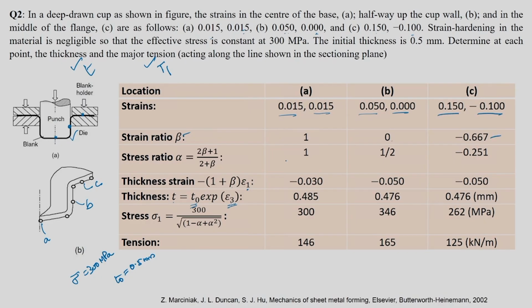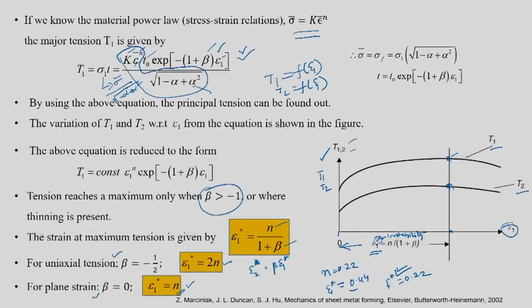If you put beta is equal to 1, 0, minus 0.667 in this, you can get alpha. You know that for beta is equal to 1, alpha is equal to 1. For 0 it is half, this is known. This is balanced biaxial stretching and this is plane strain. Here this is going to be a variable. It is 0.251.